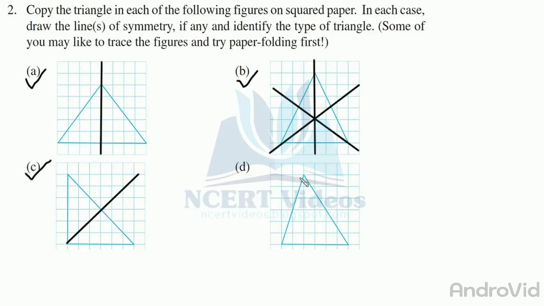So D part, it is again an isosceles triangle, just tilted towards the side. As in the case of A part, it also has one line of symmetry passing through this vertex and going to the other side from the middle. This was your D part, question number 2.